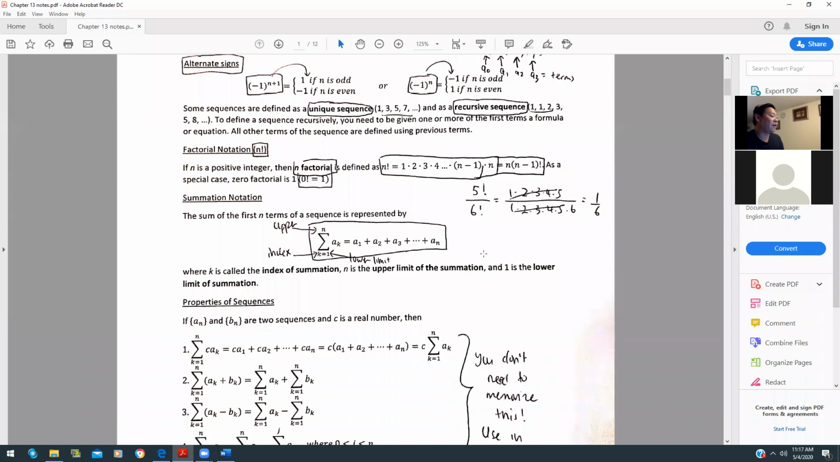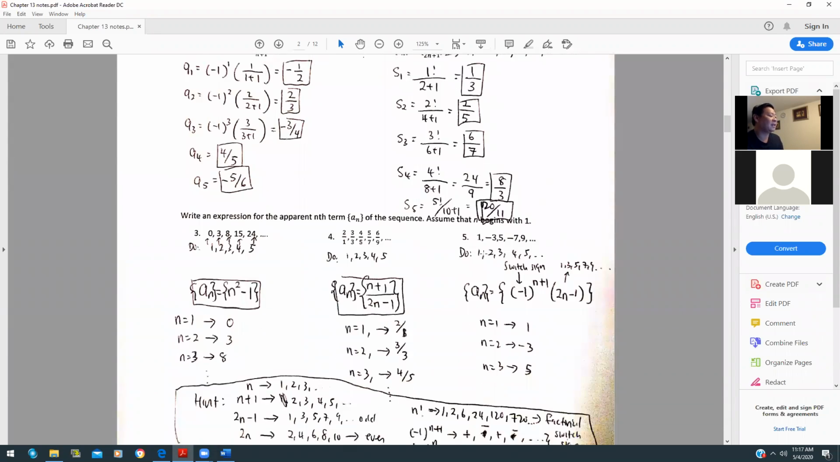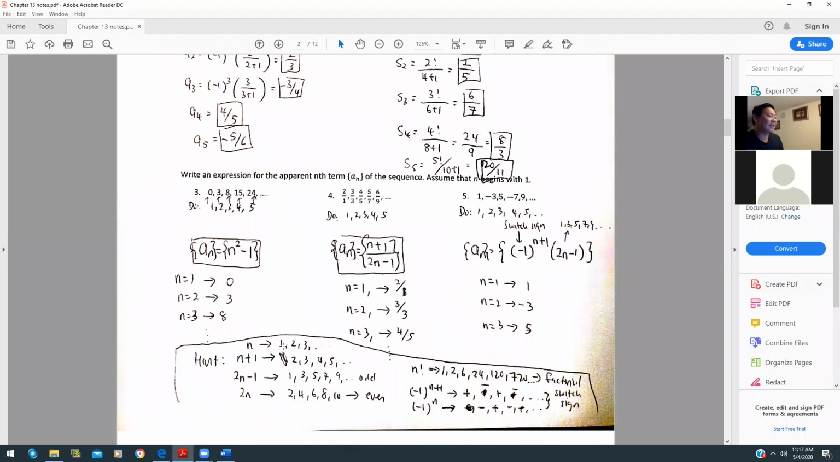If you look at the very end of the second page here, you find out that there's a hint. If your sequence is 1, 2, 3, 4, 5, it's just n. If your sequence is 2, 3, 4, 5, it's n plus 1. If you have odd numbers like 1, 3, 5, 7, 9, then it's 2n minus 1. If you have even numbers like 2, 4, 6, 8, 10, it's 2n.